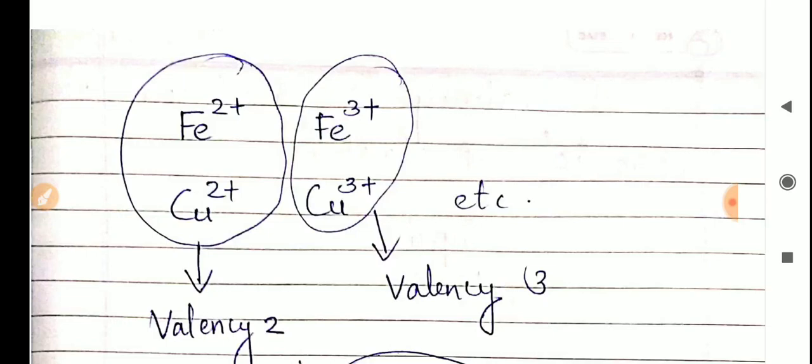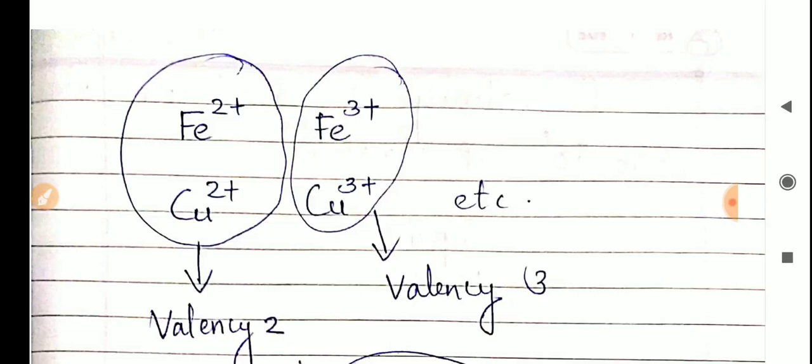So what is an ion? Ion means a charged atom. An atom containing a particular fixed charge is called an ion, like Na plus, H plus, Cl minus, etc. And now we are going to study variable valency. Variable means what? Changing, varying.